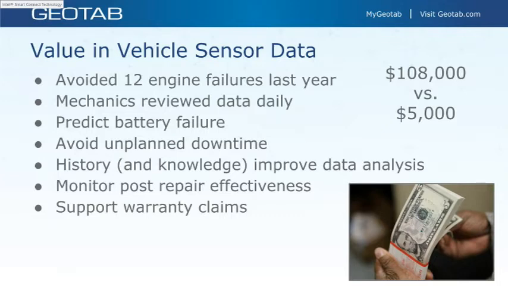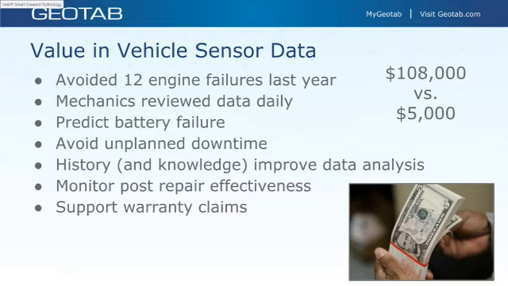We have a client or a super user that actually has worked with Geotab to predict battery failure within, I want to say 99.5%, but I think it's even higher, and looks at the battery failure from a low chance to a medium to a high chance of battery failure, and they've turned that into a great tool where they actually get that battery replaced before it fails, so it really reduces much of their downtime. The history itself and knowledge helps to improve the analysis that they do on their fleet, they monitor post-repair effectiveness.